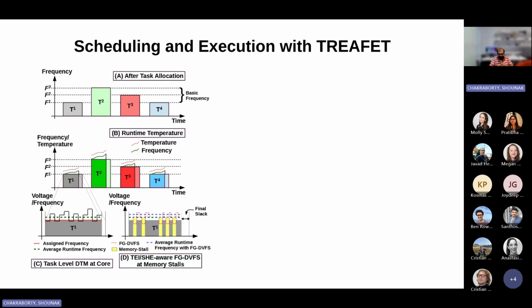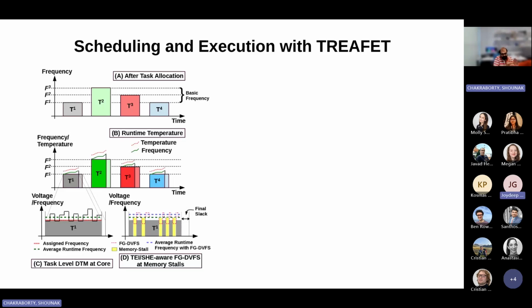Once your temperature goes up, your frequency will also go up, right? So at high temperature, your frequency will be higher, and that will reduce the entire span of the task execution. So the task execution span has been reduced, but yes, you cannot allow your circuit to execute at some high temperature. So how can you cope with this situation? C is the task-level DTM, or dynamic thermal management, at the core, where the red dot is the frequency assigned by your scheduling algorithm. During execution, the runtime frequency goes up. That is the dotted bold green line, the average runtime frequency. And this discrete manner shows how you can control the frequency while executing the task.